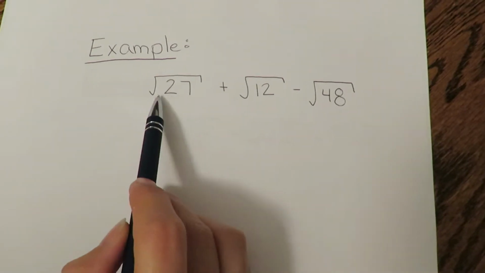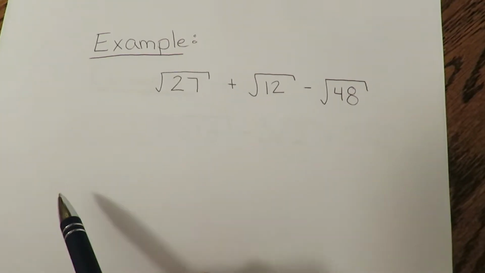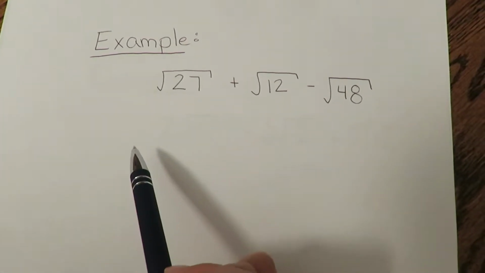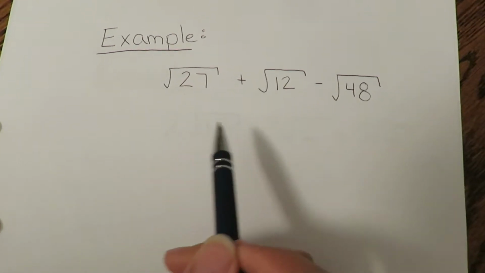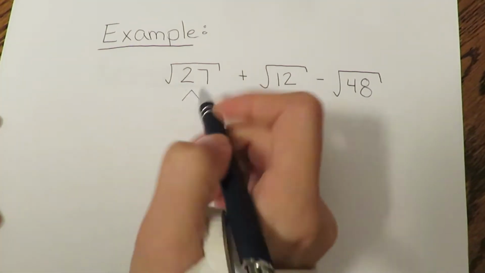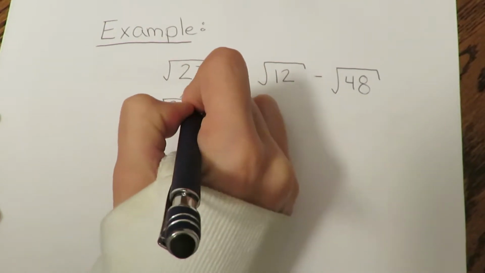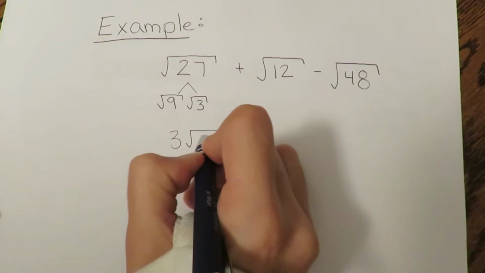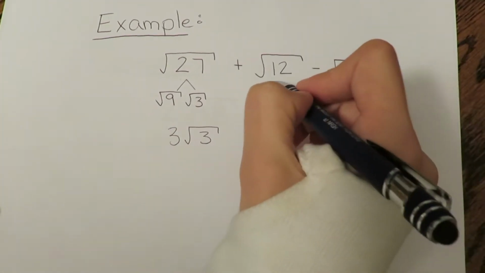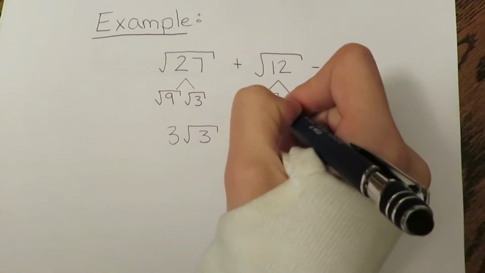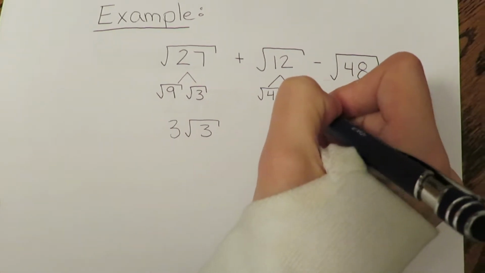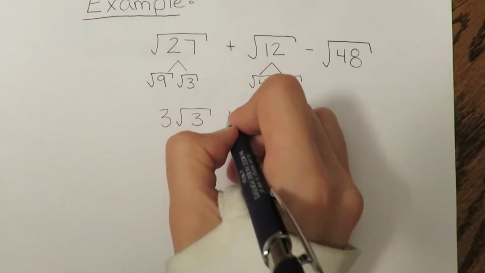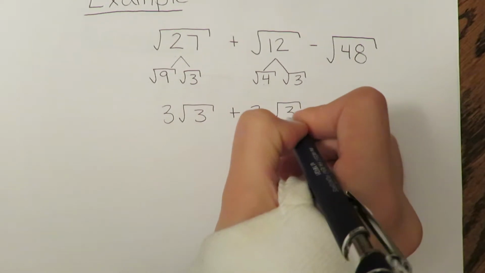In this example, we have a bunch of square roots and they're not the same thing underneath. So the first step is to try to simplify them. So 27, I'm going to look for a perfect square that I can divide out, and 9 is one of my perfect squares. So I can divide this out as square root 9 times square root 3. And if I simplify that, that just becomes 3 square root 3. Square root of 12, well, I can take out a 4, which is a perfect square, and a 3, and if I simplify this, the square root of 4 is just 2, so now I'm adding 2 square root 3's.